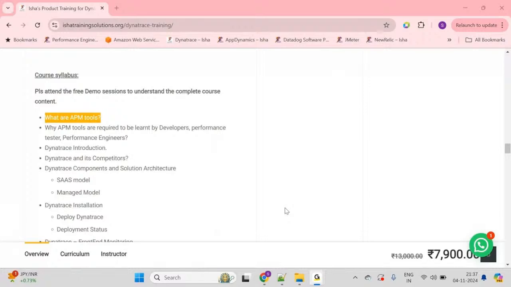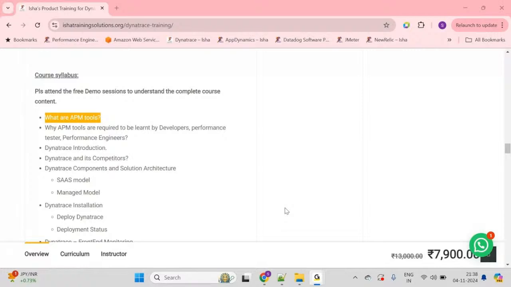So, what are APM tools? Application performance monitoring or application performance management. I'm telling both: application performance monitoring or application performance management tool. Why am I using the word management? Because this tool is not only going to provide you numbers, it is going to give you a little more information. Artificial intelligence is there, observability is there, root cause analysis is there.